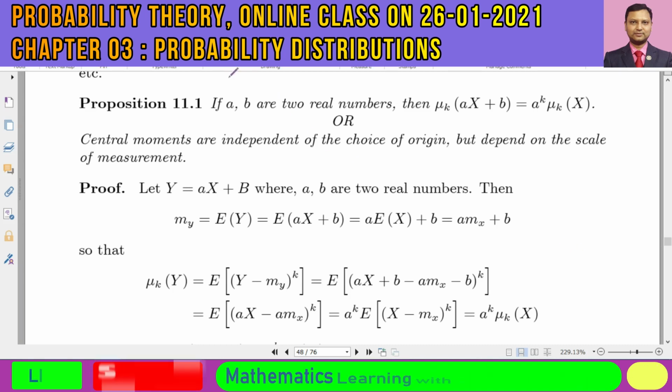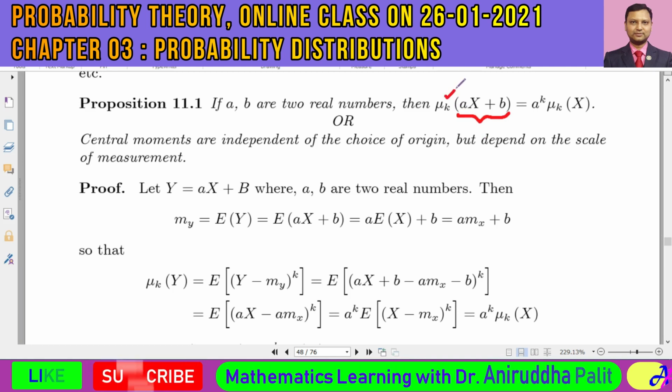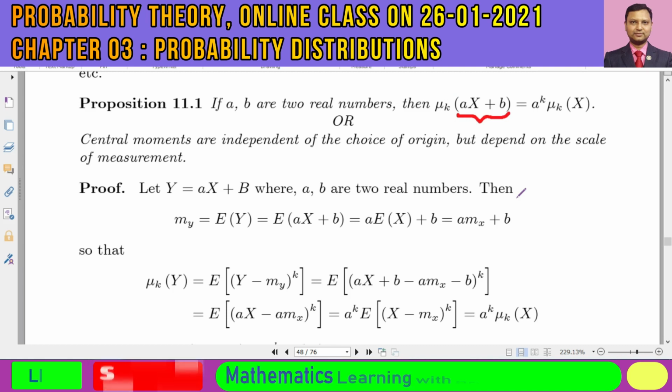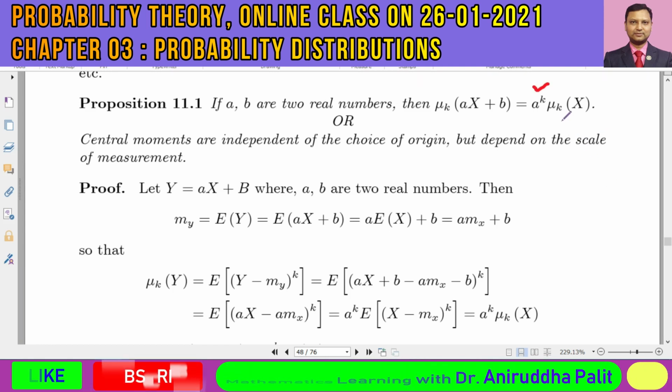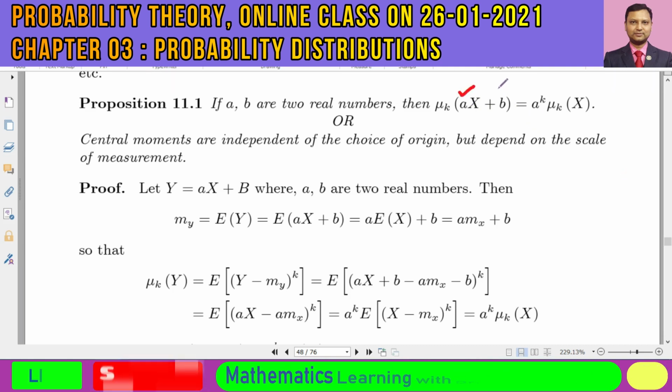So let's start with this result. It says that if A and B are two real numbers, and you consider the random variable Y equal to aX plus b, then its kth moment, mu k of aX plus b, is equal to a to the power of k multiplied by the kth moment of the random variable X. Particularly if a is a positive quantity, then a is called the measure of scale, and b is called the position of origin.